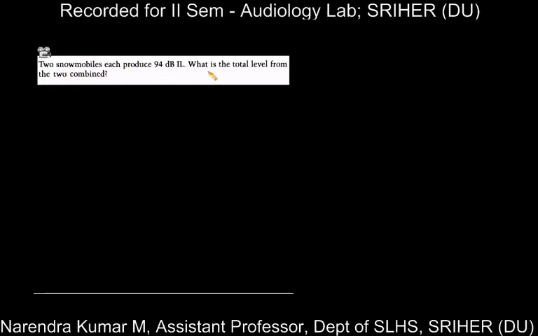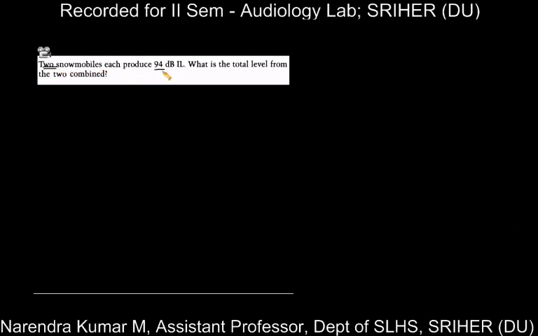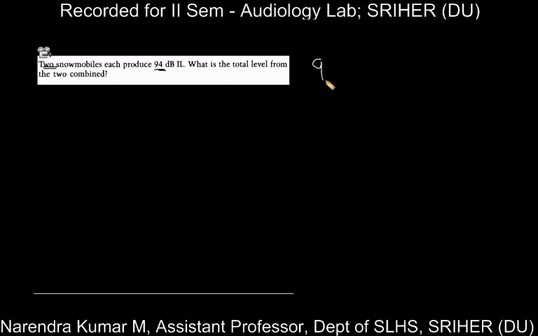Here we have a problem where there are two snowmobiles, each producing 94 dB IL. So two sound sources producing the same intensity level, two identical sources of sound, which means the sound intensity increases by a factor of 2. So 94 dB IL plus 94 dB IL is not direct addition, it's logarithmic addition. So 10 log, the ratio is twice.